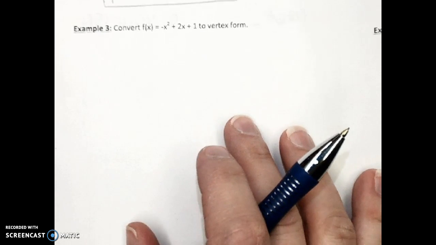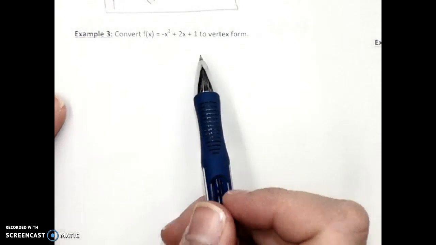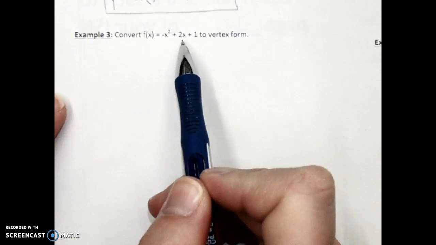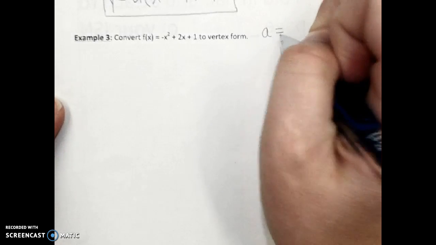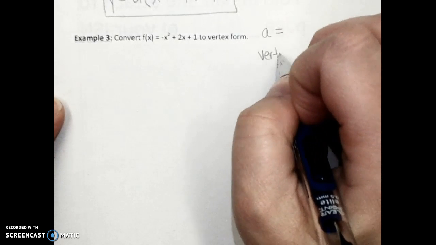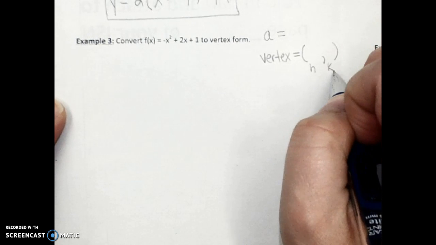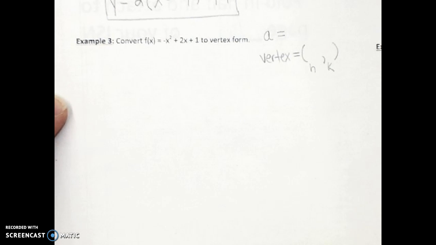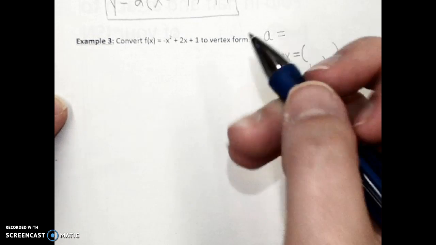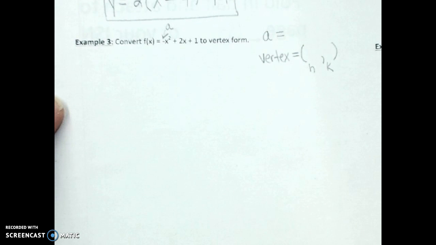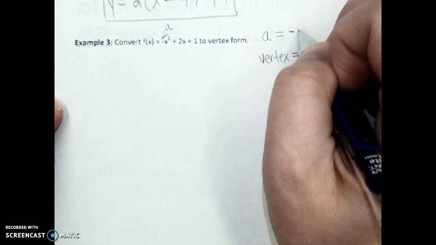So let's do example 3. Again, I'm trying to convert from standard form to vertex form. I need A and I need the vertex. The vertex is an ordered pair, an H and a K. I look at my standard form. Here is A. All I see is a negative. So what number is that? That is negative 1. A is negative 1.